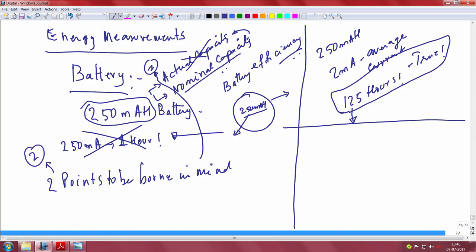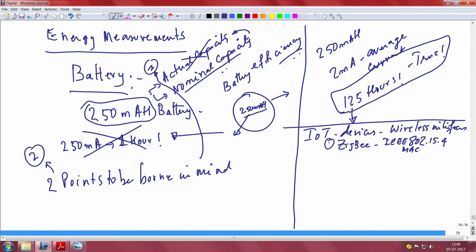Another important point is, most of the IoT devices use wireless interfaces. I did mention to you about the different types of interfaces that are available for these devices. For these communication technologies, you have Zigbee, which is also called the 802.15.4 MAC and PHY. The MAC layer and physical layer use the standard defined by the IEEE.